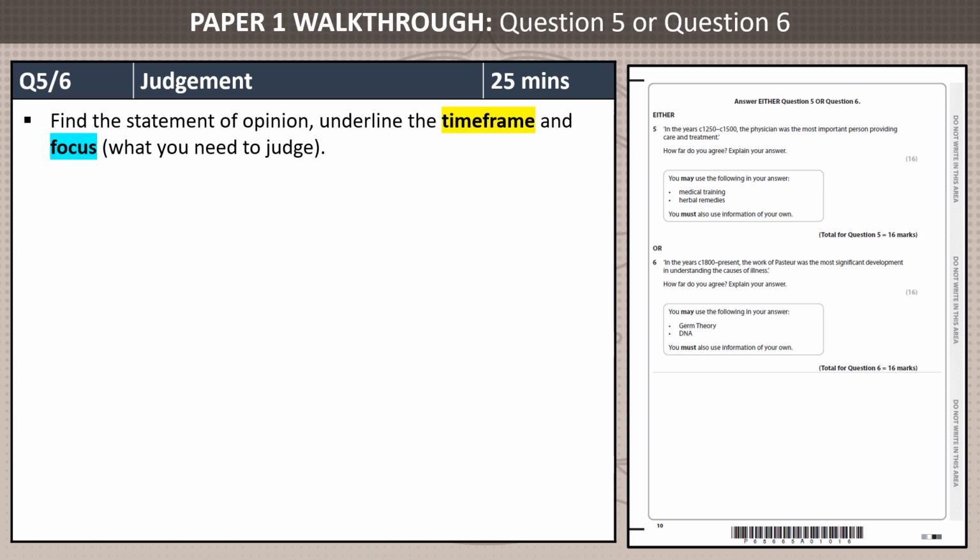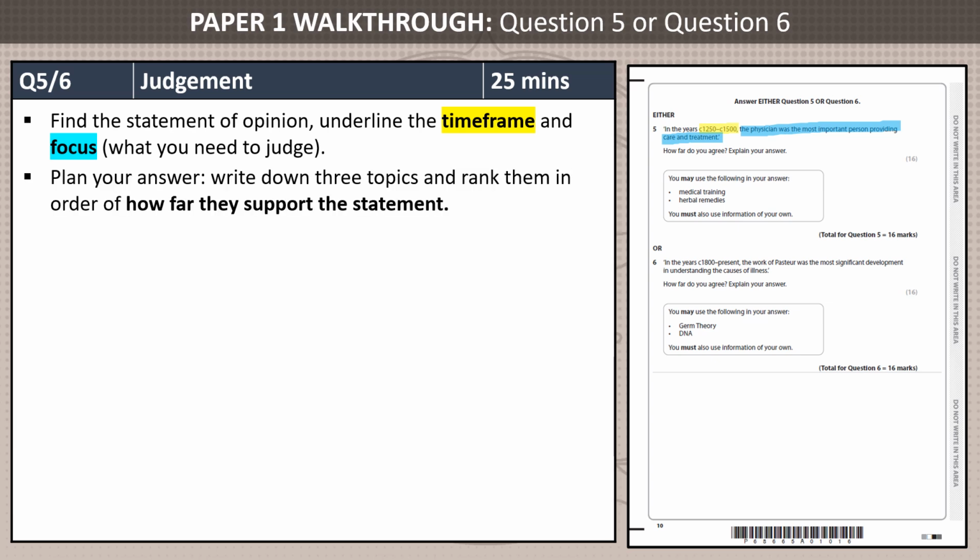Now, in this case, the time frame is 1250 to 1500, so the medieval period. And I'm being asked to judge if the physician was the most important person giving care and treatment. Take time to read that statement of opinion very carefully, and make sure that you have understood what it is that you're being asked to make a judgment on. Now you know that you have to write about how far you agree with that statement. So this is going to lead you to a balanced answer.